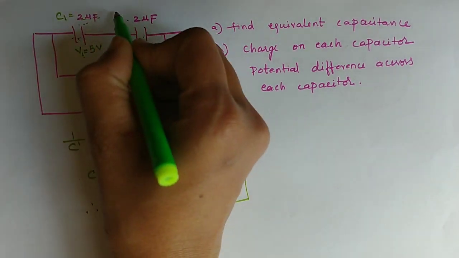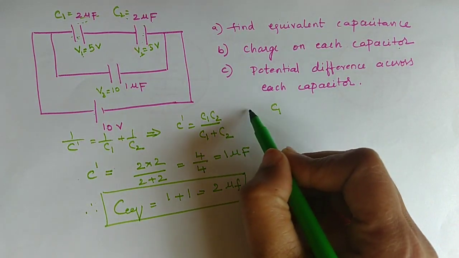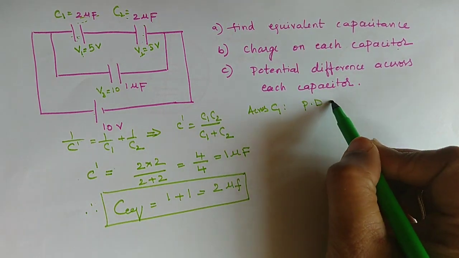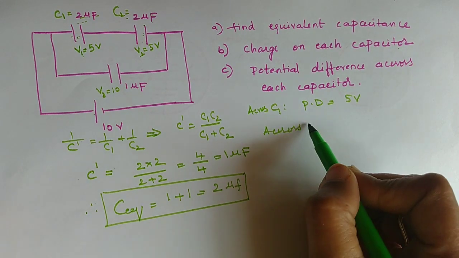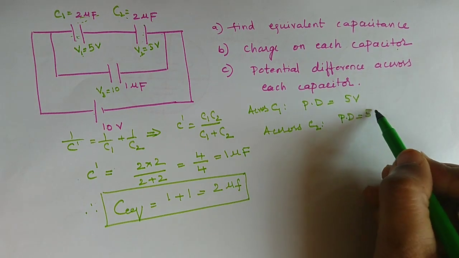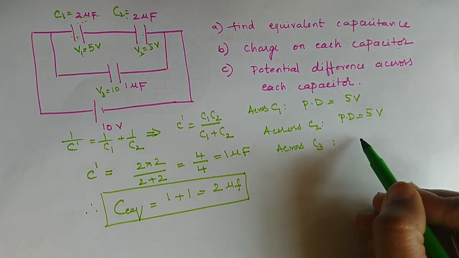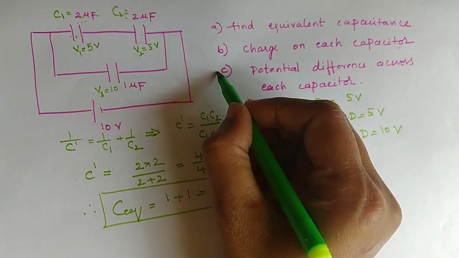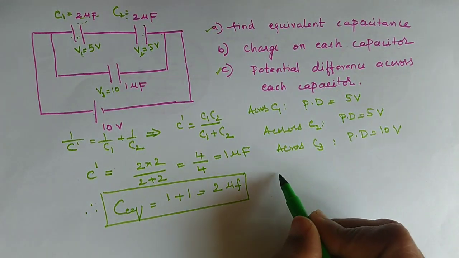So what is the potential difference across each capacitor? If I call this C1, C2, across C1, potential difference is 5 volts. Across C2, potential difference is 5 volts. And across C3, we have a potential difference of 10 volts. So even C bit is answered. And now we have got A and C, you can easily find B bit.